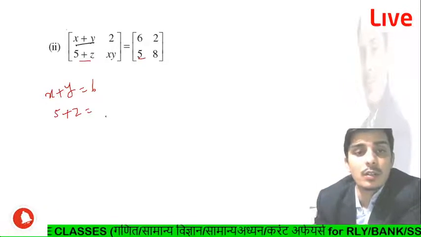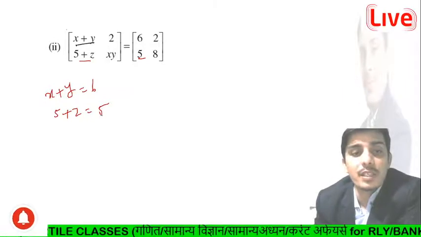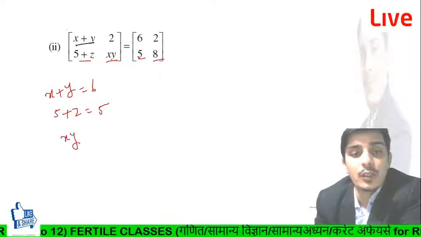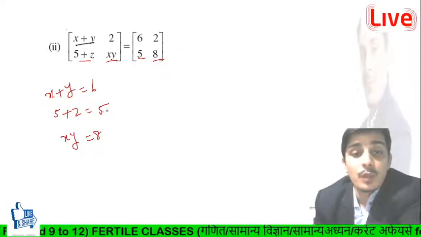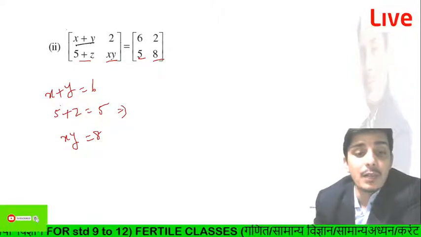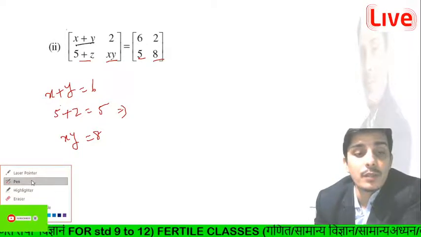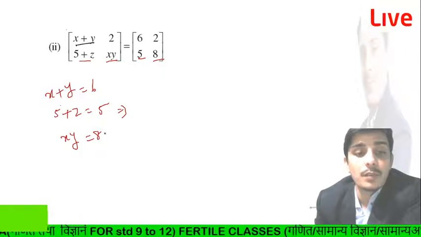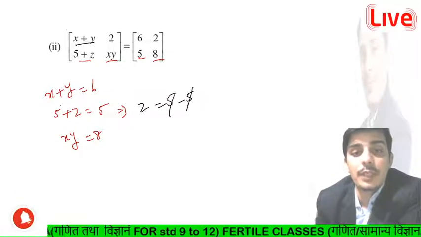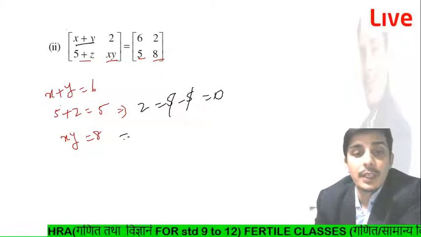This term is equal to this term. So 5 plus z is equal to 5, and x plus xy is equal to 8, so we can write xy equal to 8. After solving, z is equal to 0, guys, because z will be 5 minus 5, which is 0.